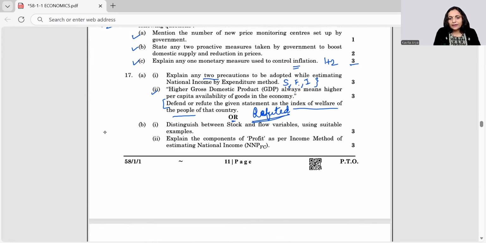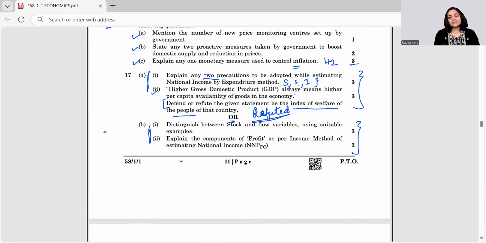When we say or, it simply means either you have to attempt these two together or you have to attempt these two together. Sometimes students are confused. They go for one out of these two and one out of these two, and that simply gives a loss of mark. Or means either the above section or the below section.